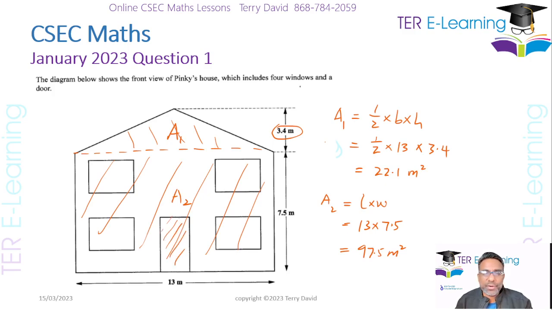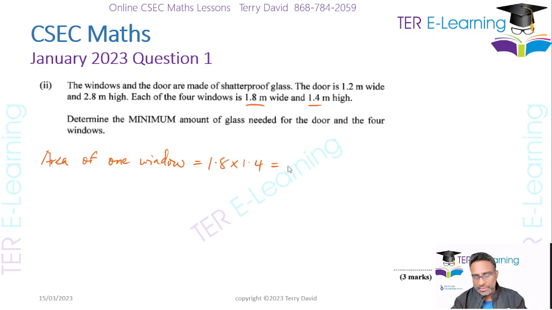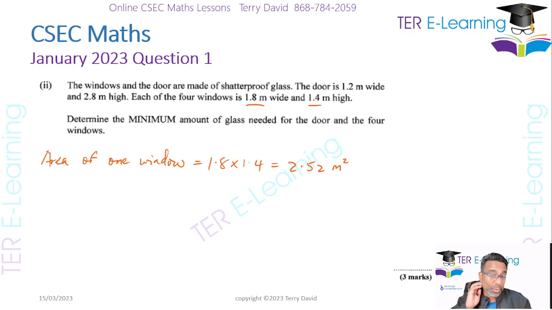So all I need to do to figure out how much glass I need is, the area of one window is equal to the dimensions 1.8 by 1.4. So that's the area of one window. So 1.8 multiplied by 1.4, and I'm going to get 2.52 meters squared. So that's the area of one window. But on the diagram, you will notice that we have 4 windows. So the total amount of glass required is going to be 4 times that amount.